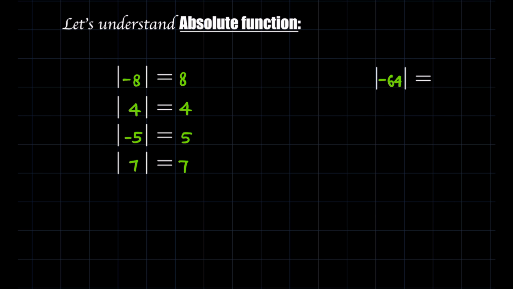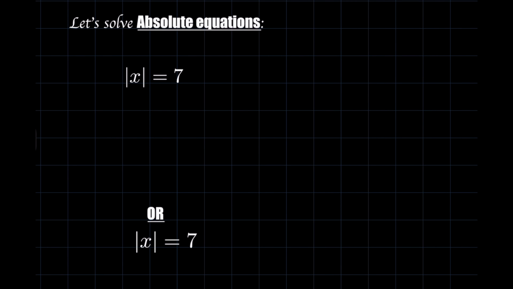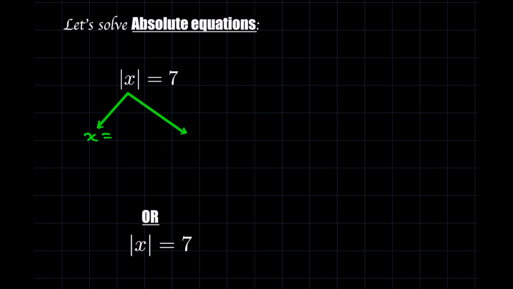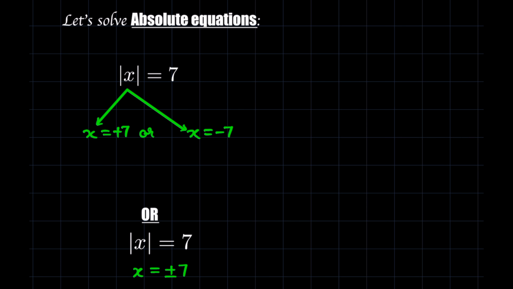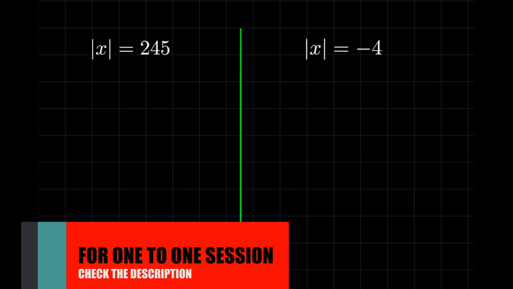Solve this equation by yourself and comment the answer. Let's solve the absolute equation. Here, we are getting output as 7. That means this input x can be plus 7 or can be minus 7. Or to do it quickly, just put positive negative before the constant 7. That's what you have to do every time. Now as a practice, you can solve this and comment the answer.